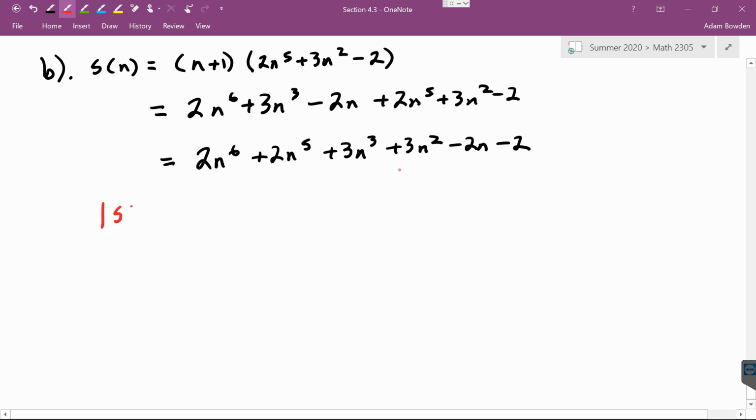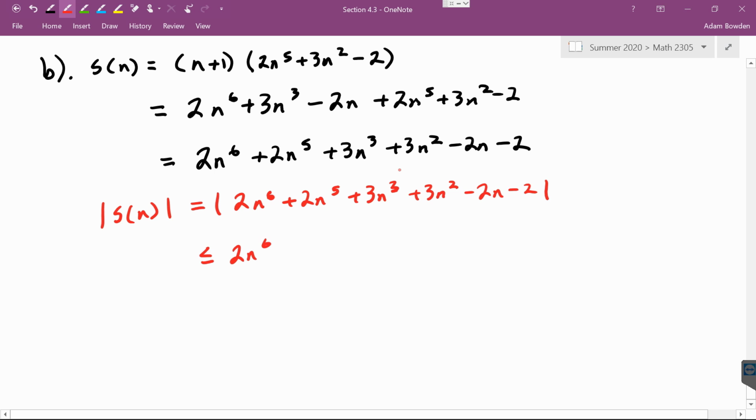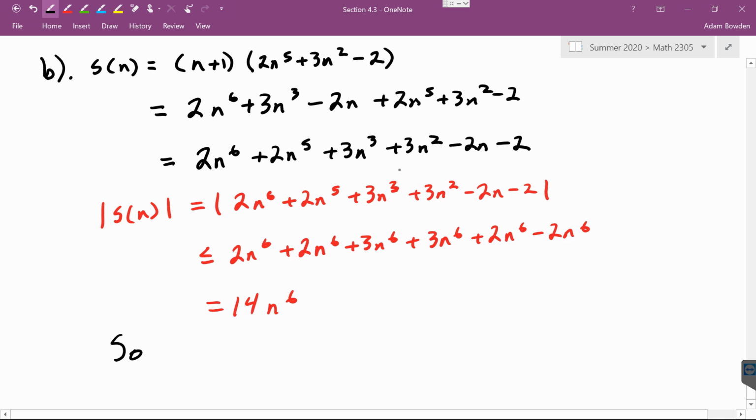Now with similar reasoning from the last example, we could take the absolute value of s of n equal to the absolute value of everything up above here, and say that that's going to be less than or equal to 2n to the 6th plus 2n to the 6th plus 3n to the 6th plus 3n to the 6th plus 2n to the 6th plus 2n to the 6th, which would be equal to 14n to the 6th, which demonstrates for us that our s of n is definitely big O of n to the 6th.